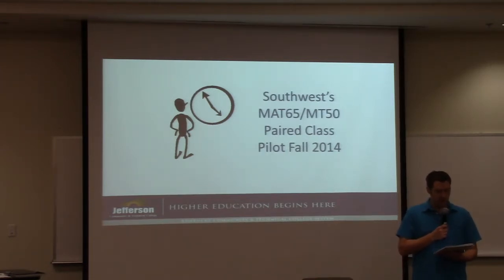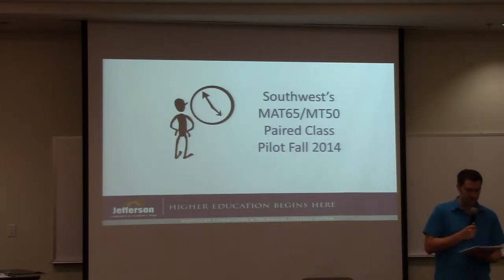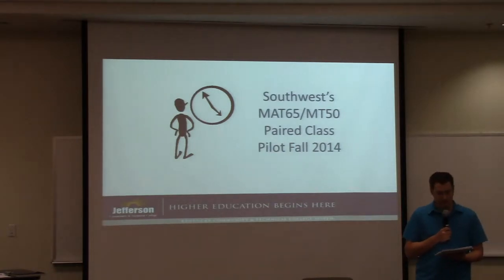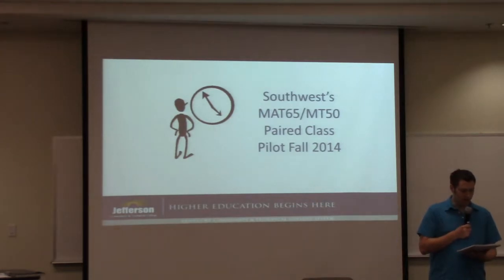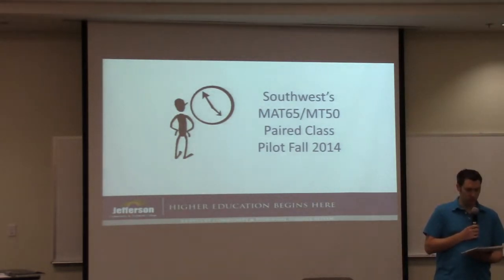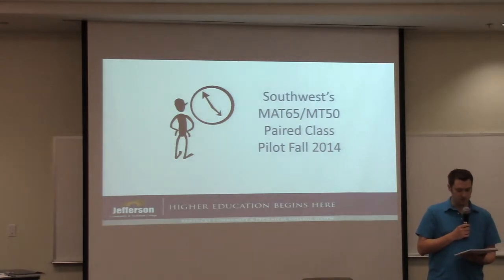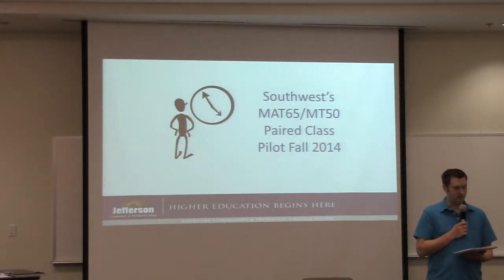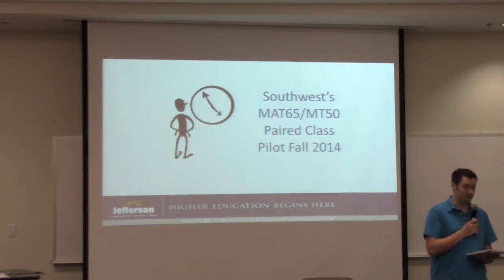Of those 224 students, 81 passed at Southwest, and 70 enrolled in Math 65. So we had 86% of our passing students actually enrolled in the next course. And of those 70 students that enrolled, only 22 were successful in Math 65, and that was 31%. So 31% of our Math 55 students that passed actually passed Math 65.